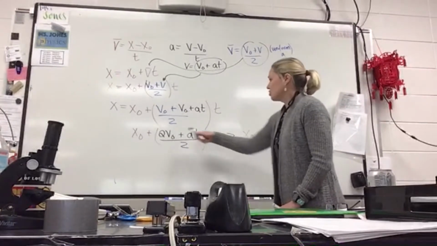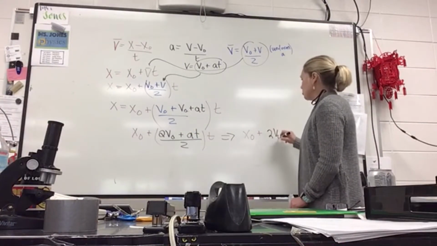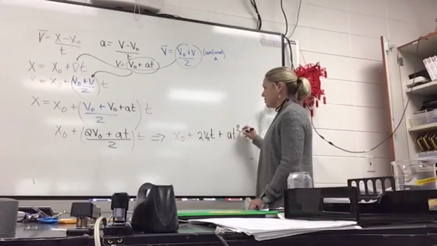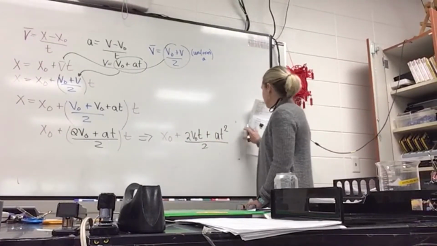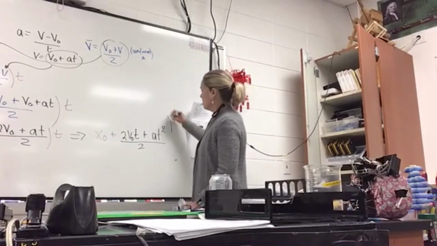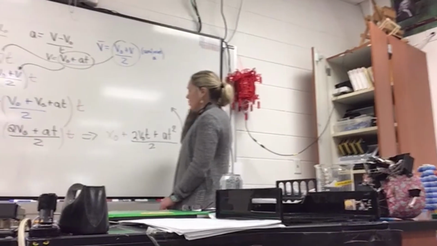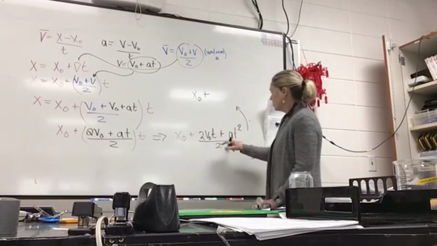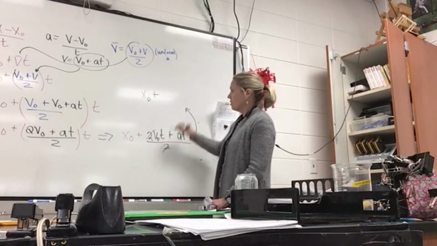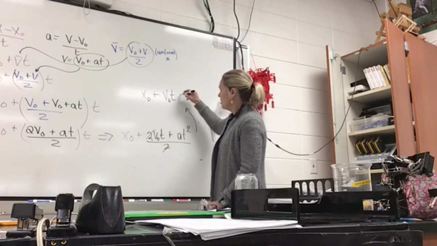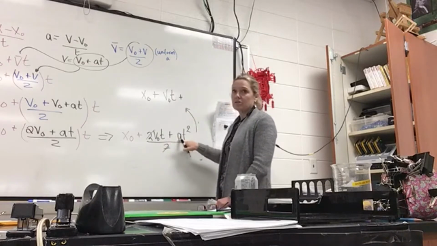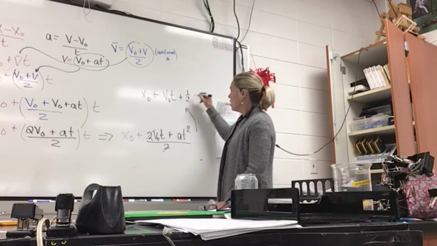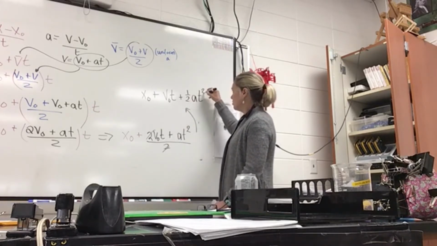What are we going to have? I can distribute the t. So I have 2v0 t plus at squared over 2. Finally, I'm going to go high so you can see it. So what are we going to have in the end? I'm going to have x naught plus, can't these cancel for this part? So we have v0t plus, but this at squared still has to be divided by 2. So usually it's written like this, 1/2 at squared.